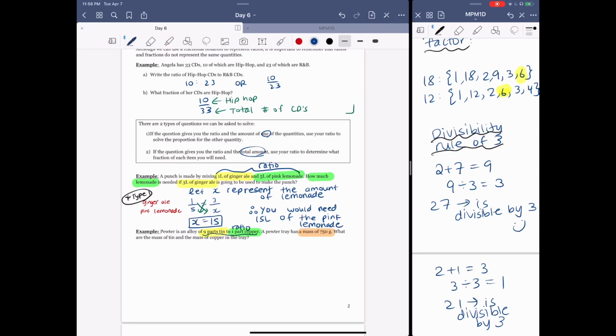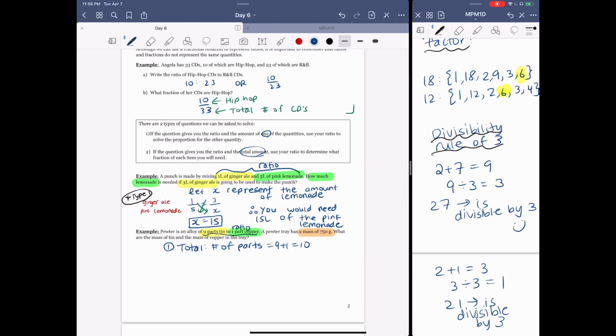So let me think about my steps. So step 1. Well, we know that if we have 9 parts tin and 1 part copper, if I put that together, how many parts do I have? Well, for the total number of parts, I have 9 plus 1 is equal to 10. So that's what the total number of parts are.